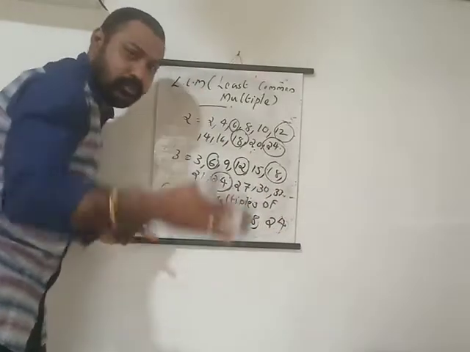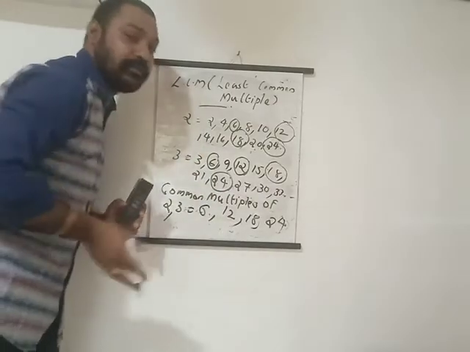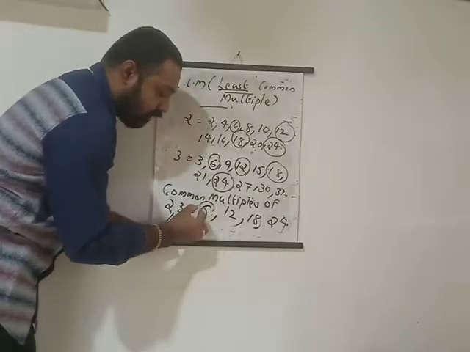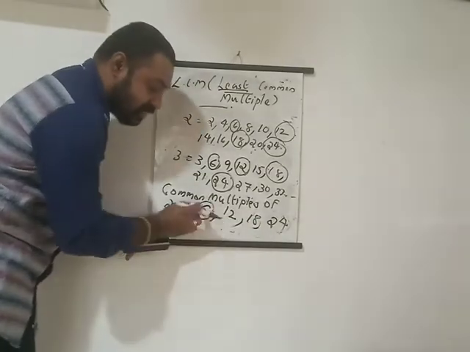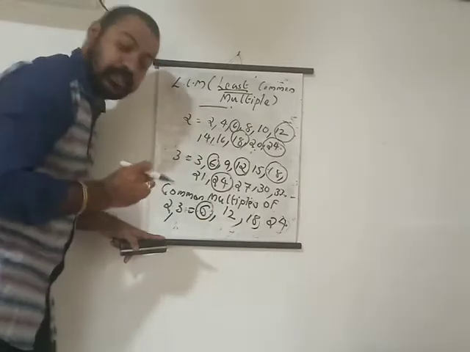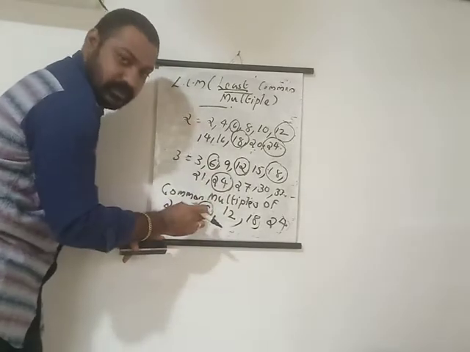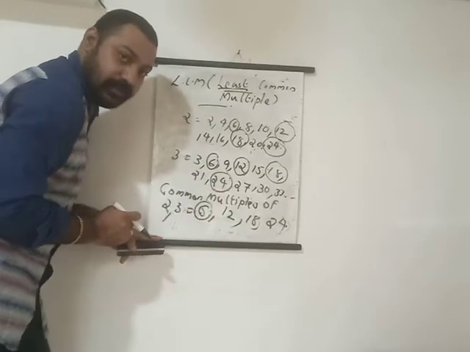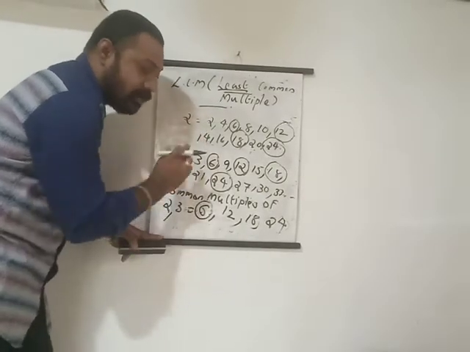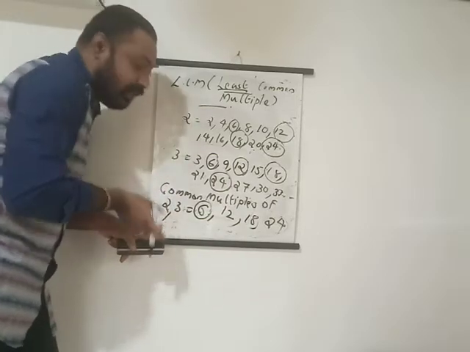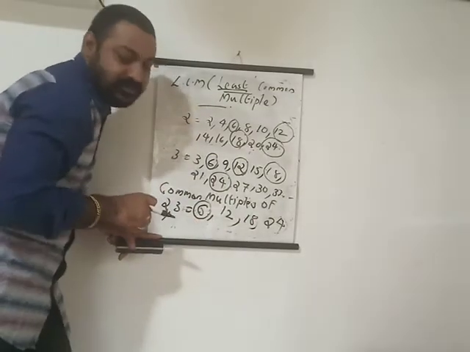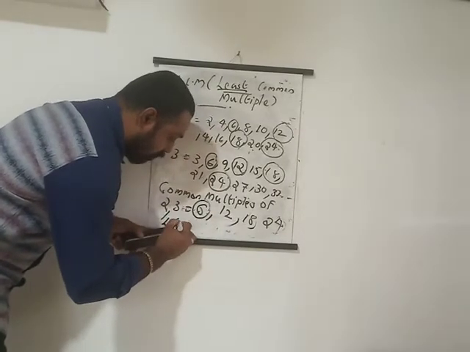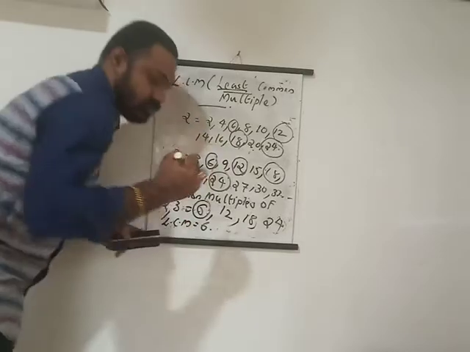Actually, if you write more multiples, you will get more common multiples. But we don't need that many because we need the least common multiple. That's why we take only 6. Understand? Which is the least multiple, that is called the least one. So 6 is the common multiple for both 2 and 3, and among these, 6 is the least one. So the LCM of these numbers is 6.